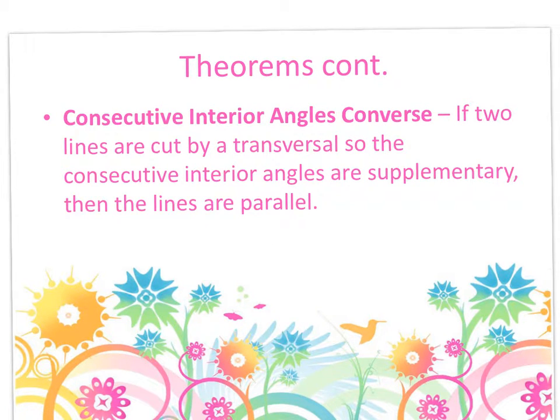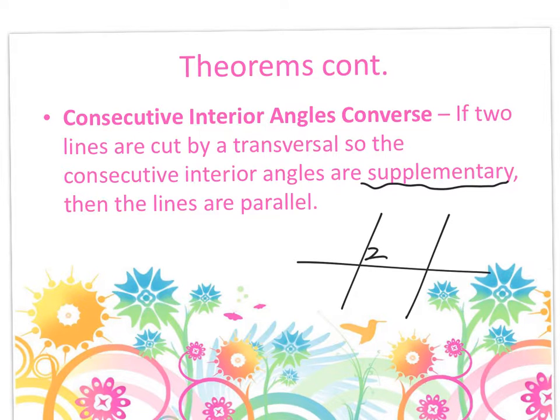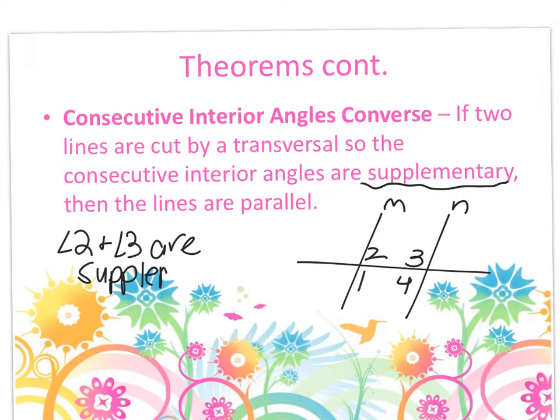Okay, and then the consecutive interior angles converse. This one says if two lines are cut by a transversal so that the consecutive interior angles are supplementary, then the lines are parallel. So remember, consecutive or same side interior is supplementary. So if angle 2 and angle 3 were supplementary, then M is parallel to N.